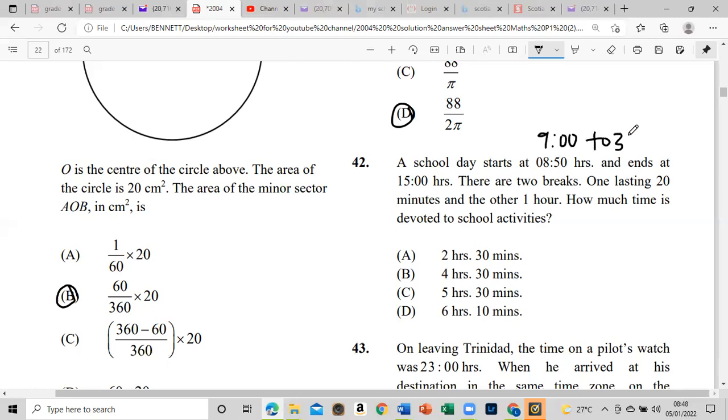I work with 24-hour time. From 9 to 10, that's the one. So 10, 11, 12, 1, 2, 3. So a total of 8 hours. Remember now, we still have to deal with the 10 minutes. So how long do we spend at school? Hold on. 9 to 10, 10 to 12, 1 to 3. That's 7 hours. Let me see. So how much time is spent at school? It's after 7 hours.